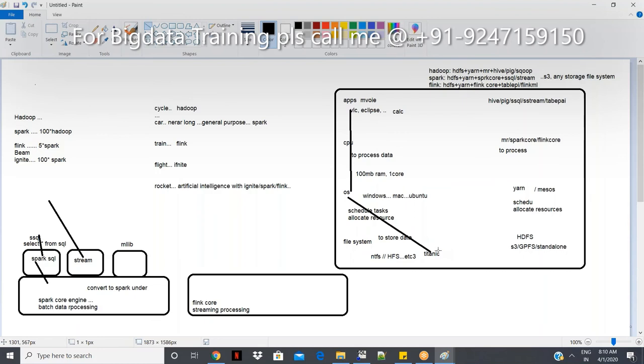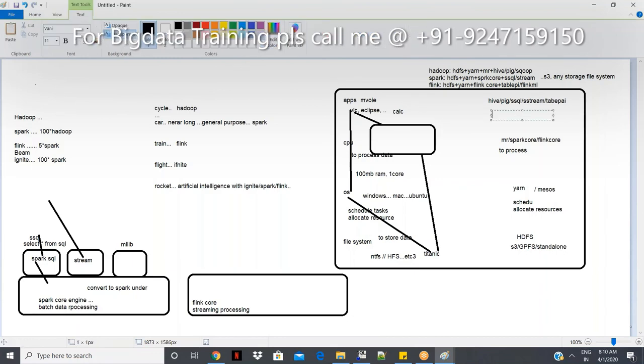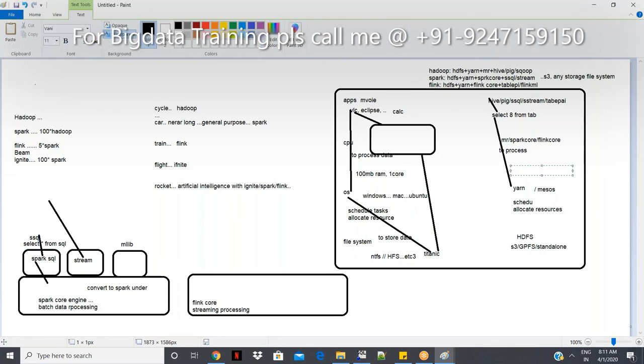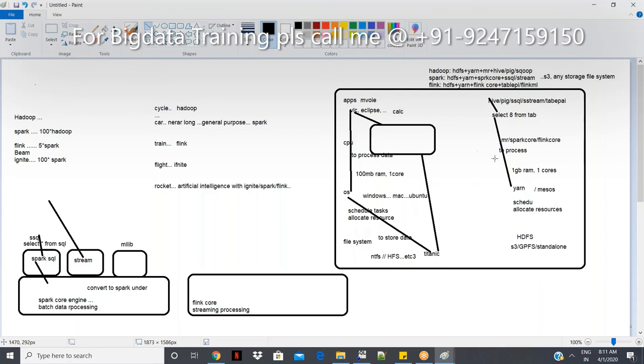Then it will load this data to the CPU. You are watching that movie, and watching is nothing but processing. How are you watching? With the help of the VLC media player. Same way here, you are using either Hive or Spark SQL: select star from some table name. If you are running these SQL queries, Hive requires some amount of resources. Then it requests resources, at that time 1 GB RAM, 1 core CPU, and these resources are allocated.